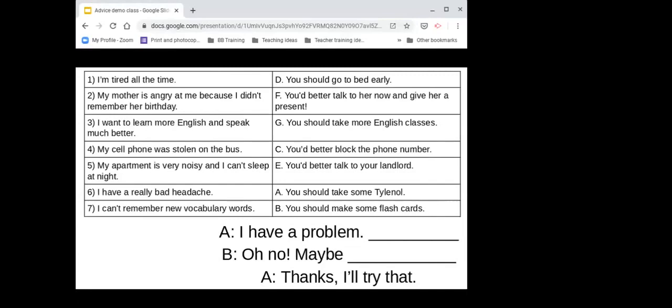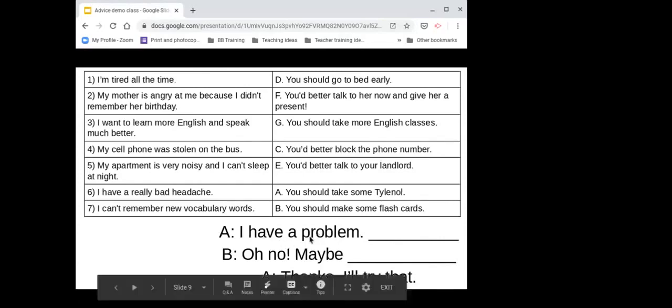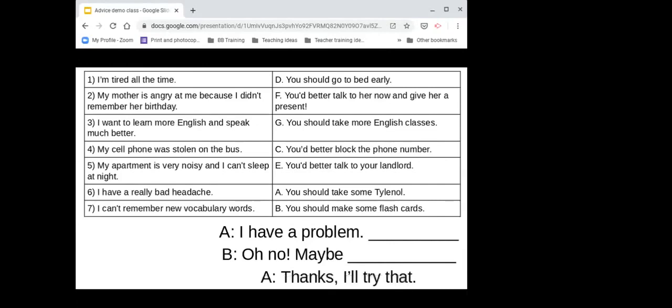So we have a conversation here. The conversation uses the problems and the advice. So the conversation sounds like this. I have a problem. I'm tired all the time. Oh no, maybe you should go to bed early. Thanks, I'll try that. That's the conversation.